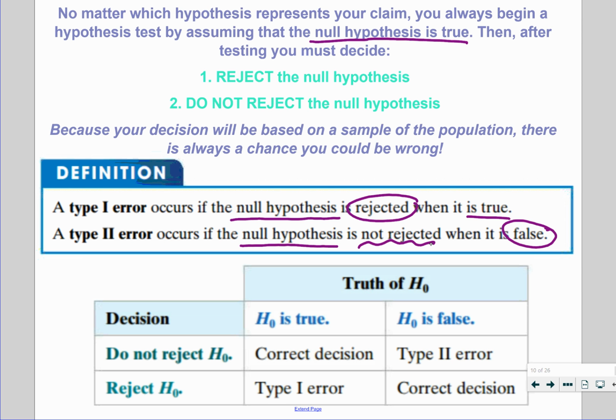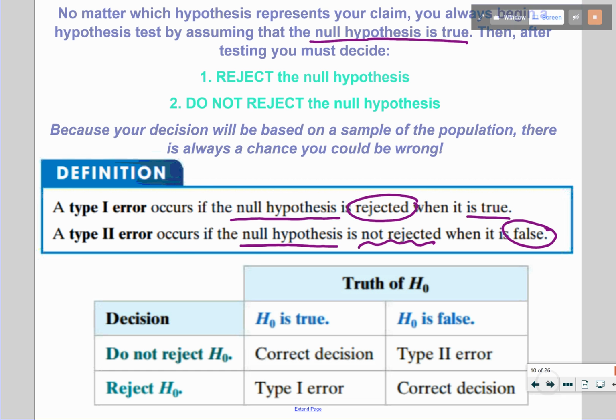There's a nice little chart of this at the bottom. So at the top, you've got the truth of whatever your null hypothesis is. It's either true or false in real life. And then your two choices, either do not reject it or do reject it. If something is true and you do not reject it, the correct decision has been made. Or if something is false and you do reject it, the correct decision has been made. If something is true and you reject it, that's a type 1 error. If something is actually false, you do not reject it, that is a type 2 error. So on the next page, we're going to see some examples of this so you can kind of wrap your head around it.